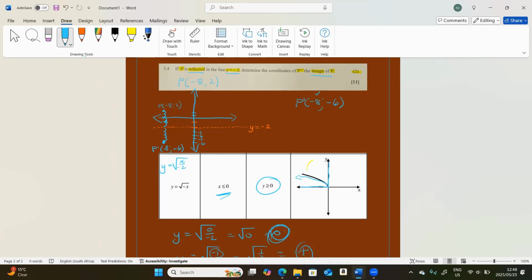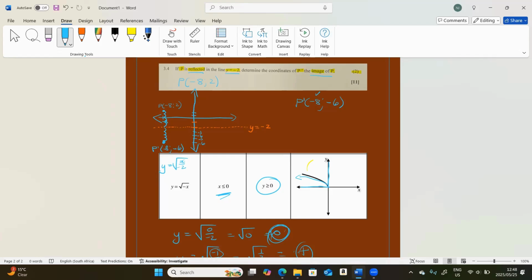We will get 1 mark for the -8, realizing that it's a reflection. Basically, in a shifted x-axis, it shifted down 2 places to be at y equals -2. So therefore, your x value remains the same, and your y value will change depending on the number of places that you need to move above and below your line of reflection. Okay, so that is your answer.